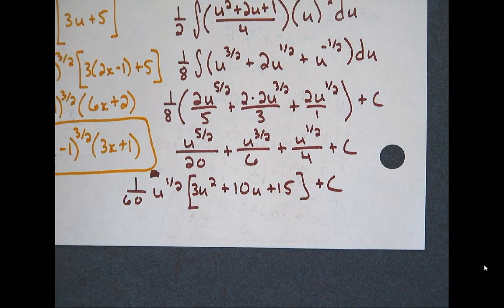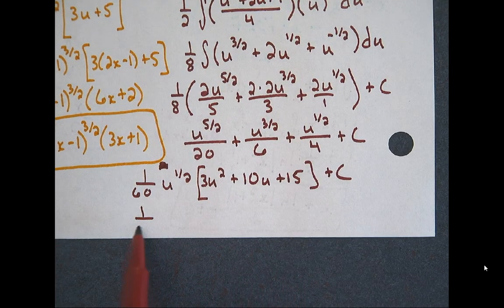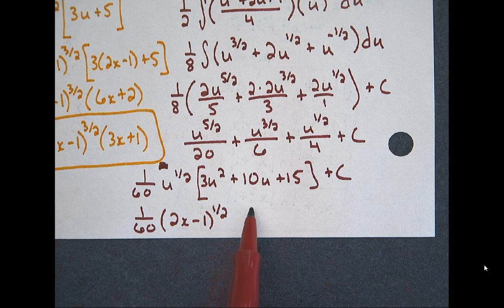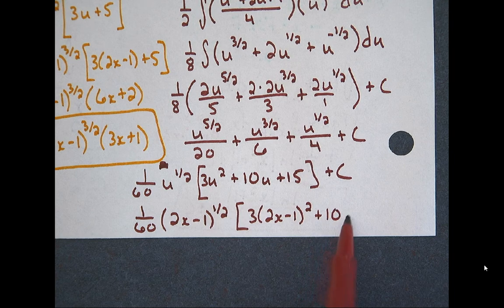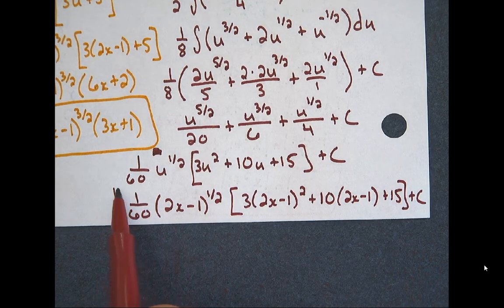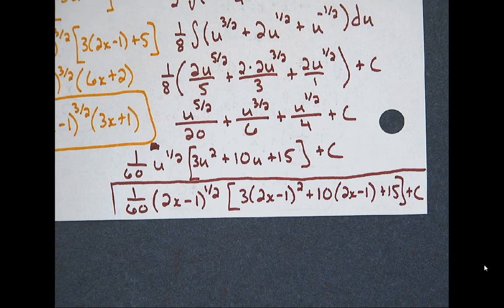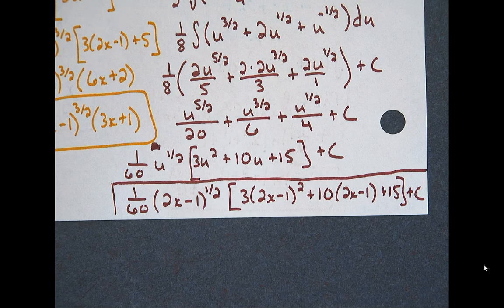I'm not going to try to do any nicer than this. Besides, don't forget, you have to actually answer the problem. I probably should have stopped a while back. This is getting pretty nasty. 1 over 60 times the quantity 2x minus 1 to the 1/2 times the quantity 3 times 2x minus 1 squared plus 10 times 2x minus 1 plus 15, plus c. Whew. I do not want to try to clean that up any more than that. They wouldn't make you do something like that on the AP test either. It would take up too much time.